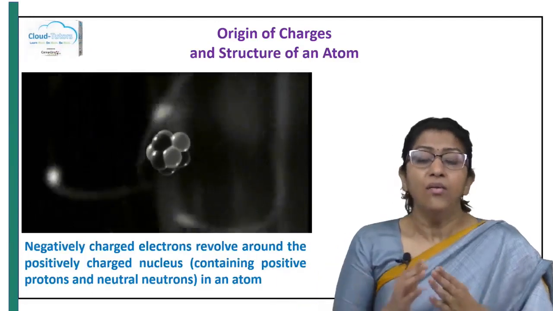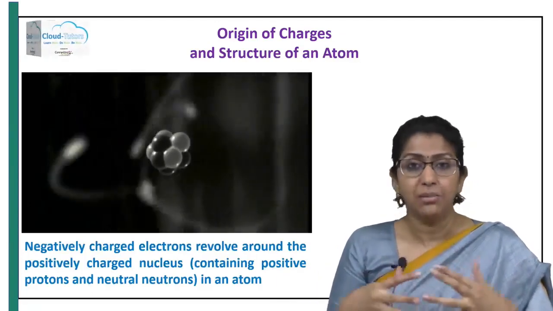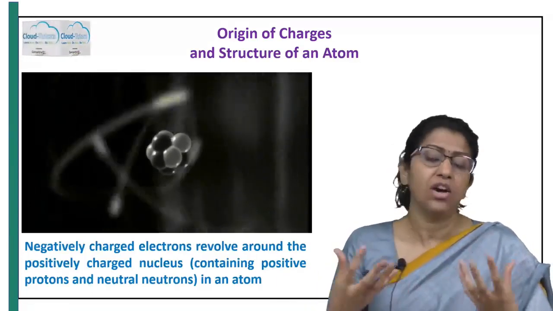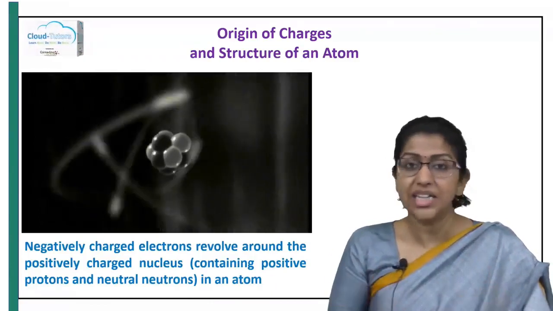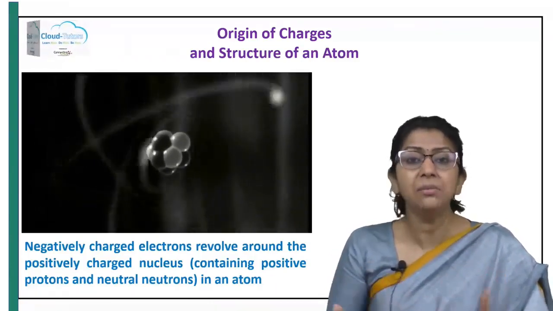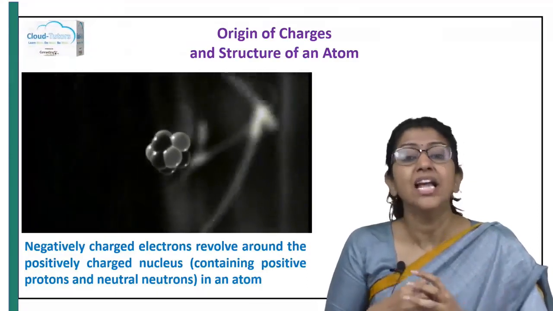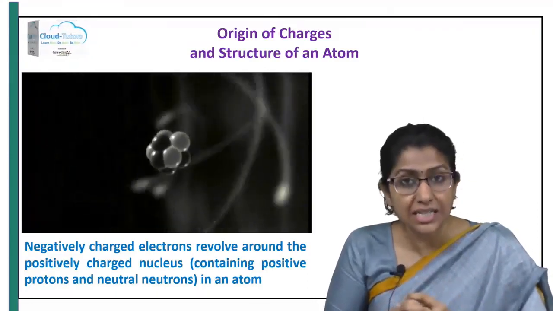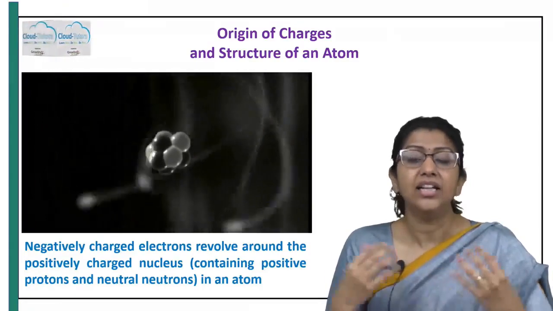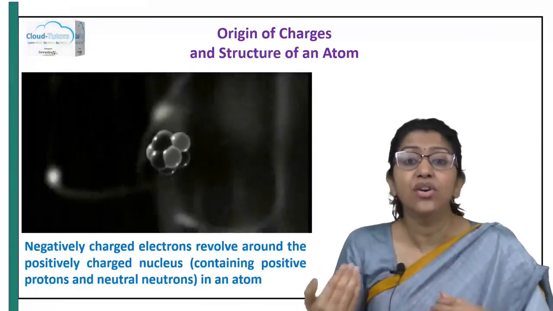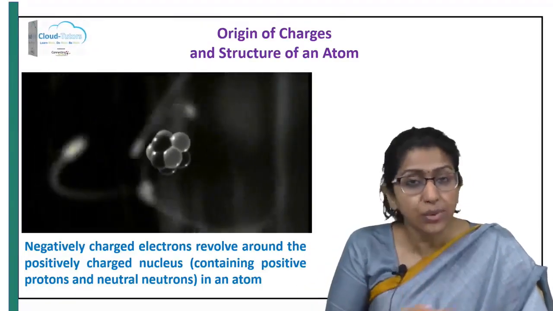Now, when we look at the structure of the atom, what is an atom made up of? We all know that by now. You would have studied this in chemistry. An atom is made up of protons and neutrons, which make the nucleus, which is the center of the atom, and there are negative electrons revolving around this nucleus.